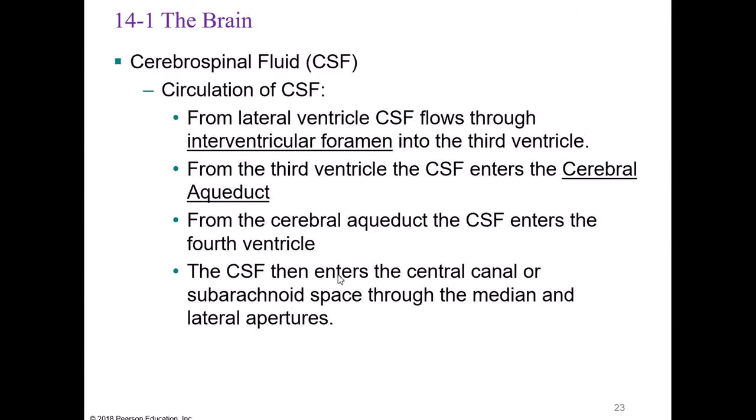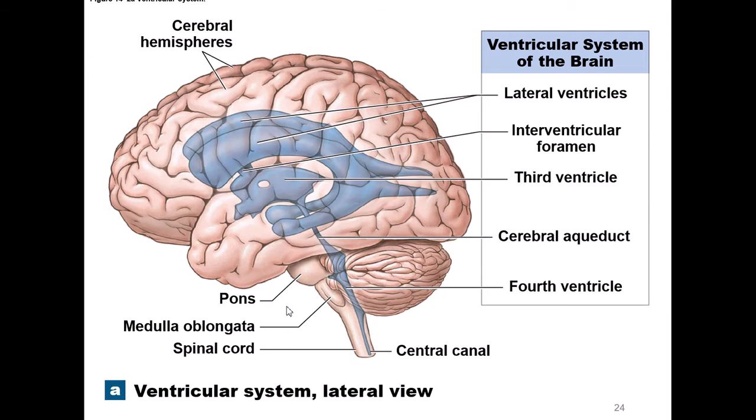And at this point, there's a couple openings known as apertures. There's a median aperture that's going to open up into the central canal, and then two lateral apertures that open up into the subarachnoid space. So it's from the fourth ventricle here that the fluid goes into the subarachnoid space, and then you can even see it here going down into the central canal.